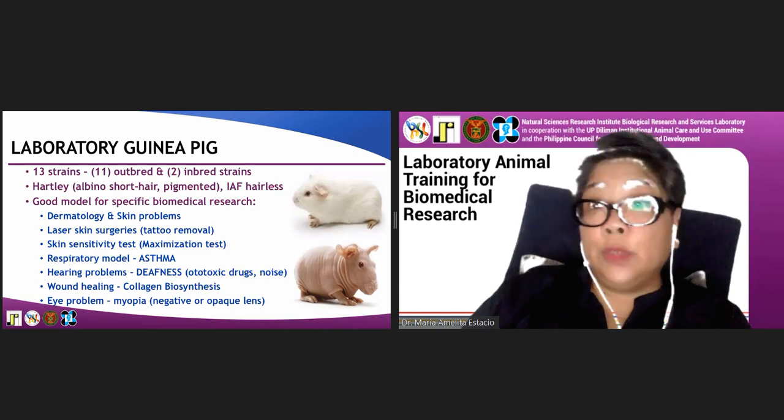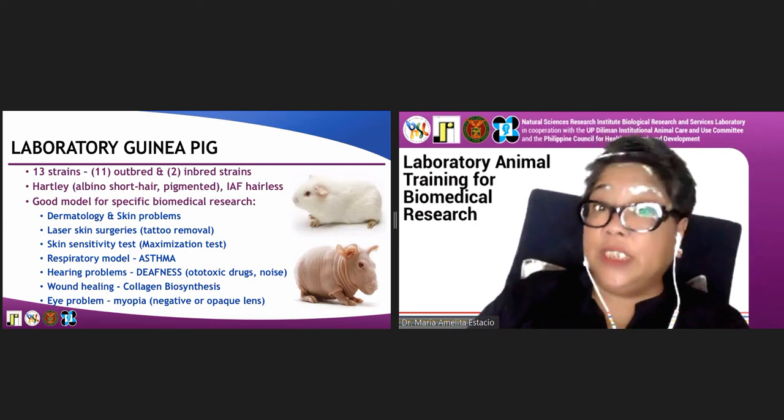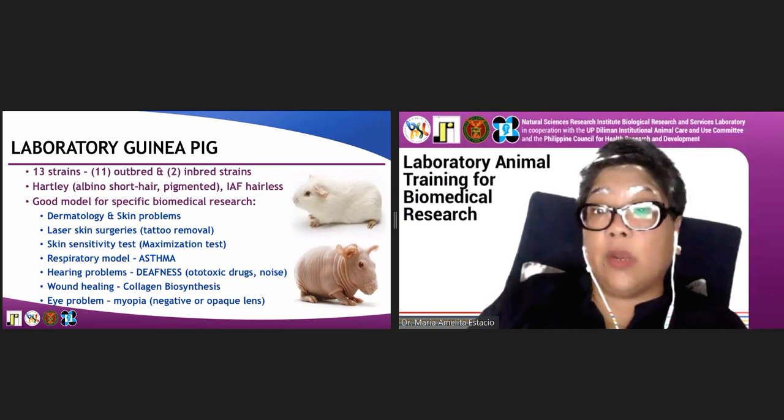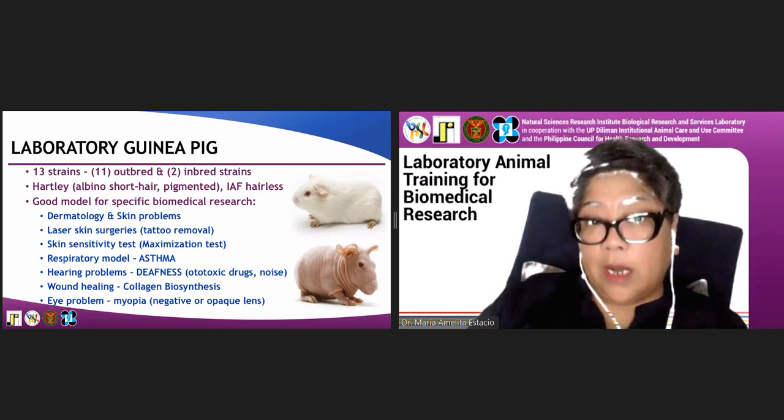This is the most popular strain to use for biomedical research. So dermatology and skin problems, laser surgery development. So they use this model. And the skin sensitivity testing that is required by FDA. So the Hartley would be a choice.